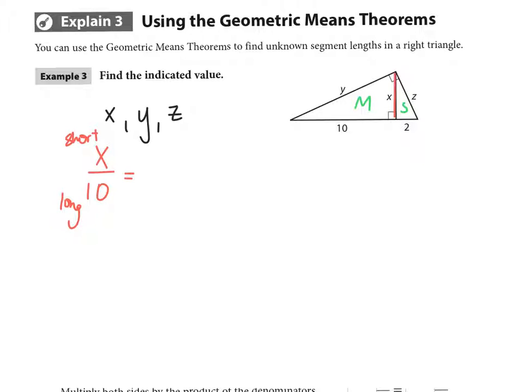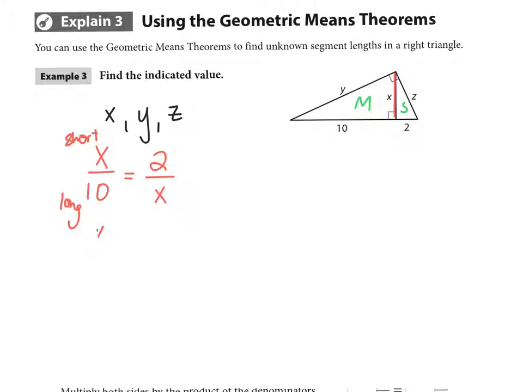And I need to do that in a corresponding way for the small triangle. So I'm going to do the short leg of the small triangle, which is 2, over the long leg of the small triangle, which is x. So I know that this proportion is set up correctly. Like we did in class today, we're going to cross multiply.